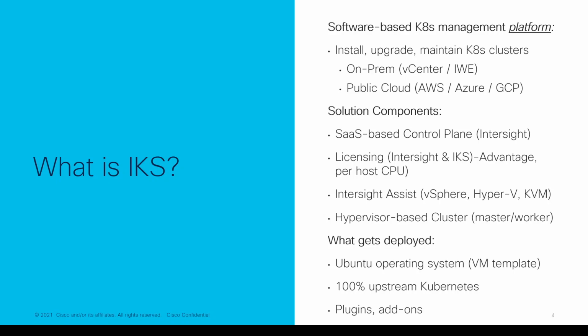All you need to do is purchase an Intersight Advantage license, license it per host CPU for the clusters that you plan to deploy, enable the licensing from Intersight, and your control plane is up and running.